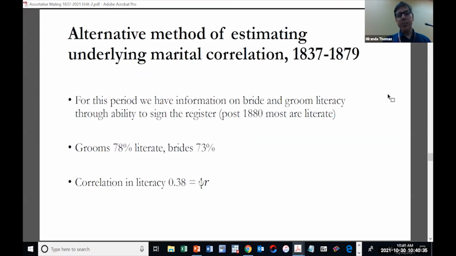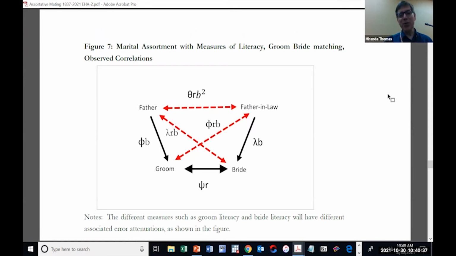And as I say, the alternative method is to use literacy. Now we get a much more complicated set of error terms. And so when we match literacy to occupation, we'll get these other measures. Also, brides are less literate than grooms on average.